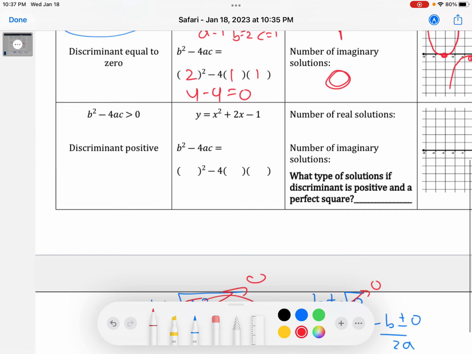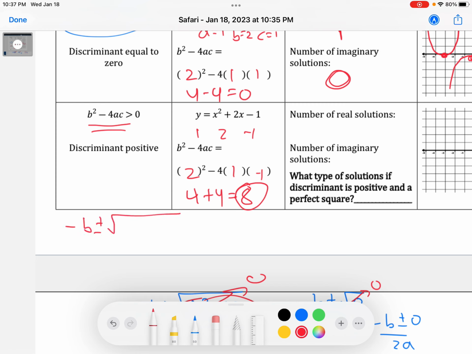Okay, last case is the one we're most familiar with, is if the discriminant is positive. So an example of this, 1, 2, -1, and we're going to plug those numbers in here. That's going to be 4 plus 4. It's going to give me 8. And so if I put this into the quadratic equation, we have negative b plus or minus the square root of b squared minus 4ac, which is 8. So that's just an 8 over 2. So two different solutions then. Negative b plus the square root of 8 over 2, negative b minus the square root of 8 over 2.